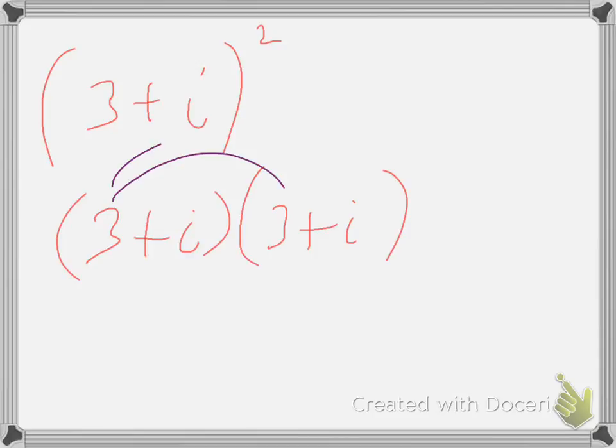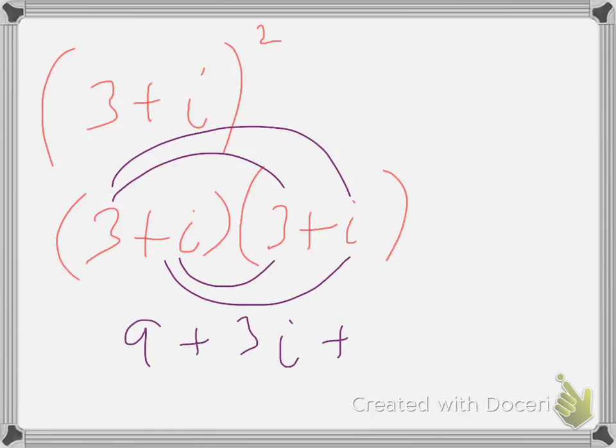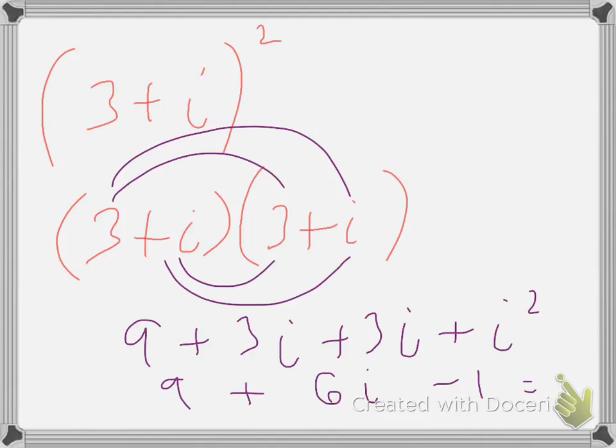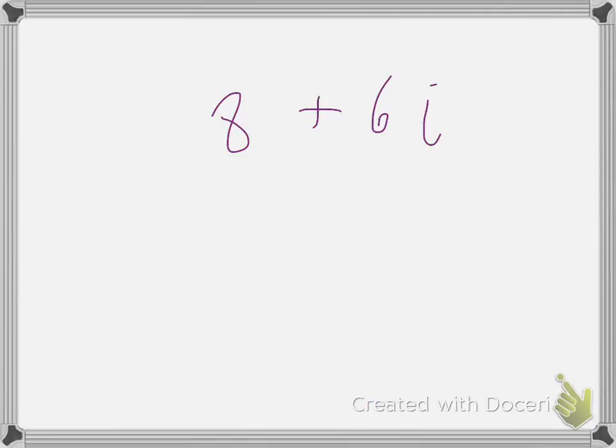3 times 3, 3 times i, 3 times i, i times i. So you get 9 plus 3i plus 3i plus i squared. What does that make? Well, you got your 9, you got 6 i's, and then i squared is minus 1. So then for a grand total of 8 plus 6i. Where's that minus? I gotta check. Plus 6i. There's your answer.